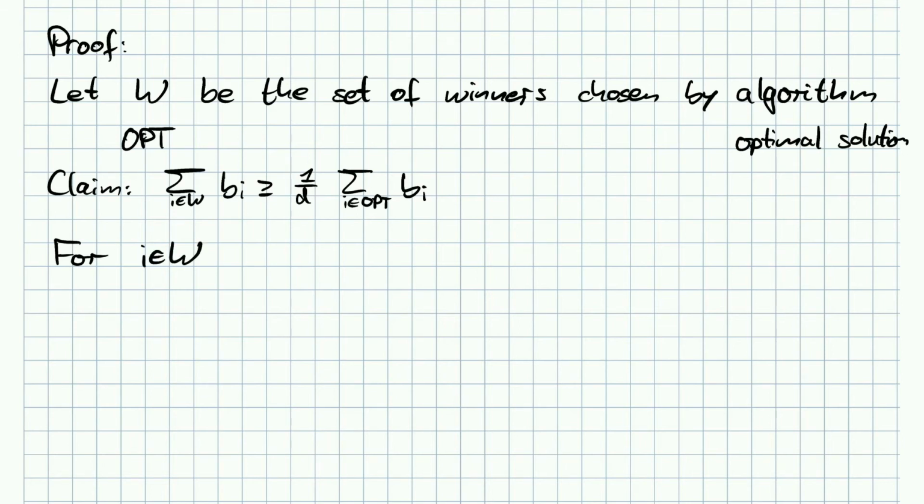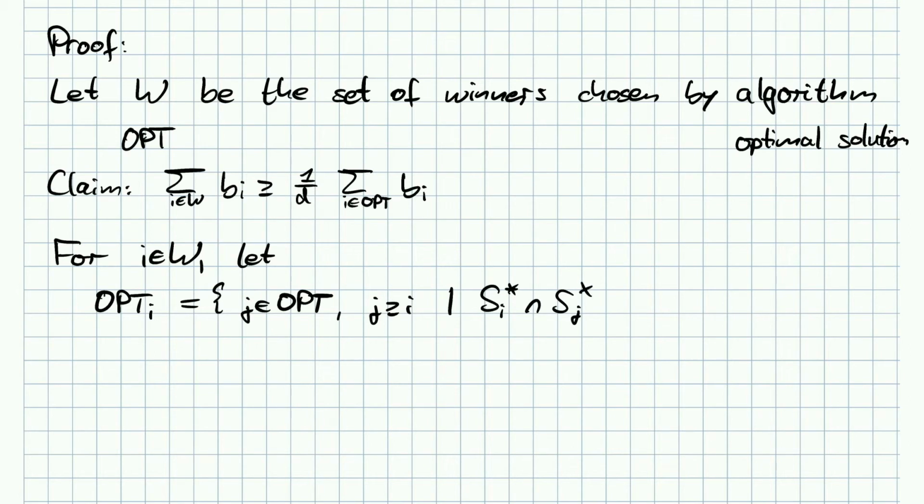For a set of winners of our algorithm, we now let opt I be the set of all winners that would be chosen by opt that have a larger index and that collide with S_I in a way.